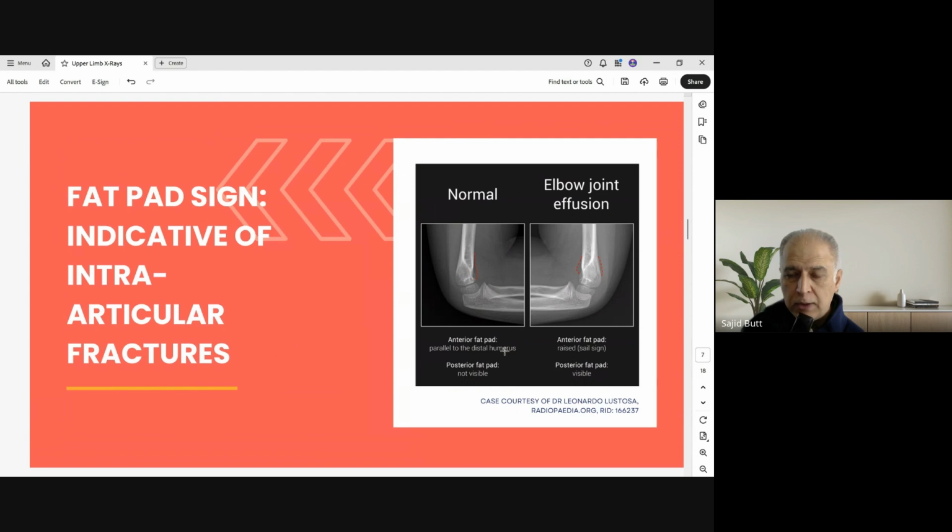That's a crucial point. Another important point to remember is that when you see a fat pad being raised, that means a fracture. But if you don't see a fat pad raised, that does not mean the fracture is ruled out. A fracture could still be present, and that has to be carefully ruled out in case of significant trauma. Next slide, please.